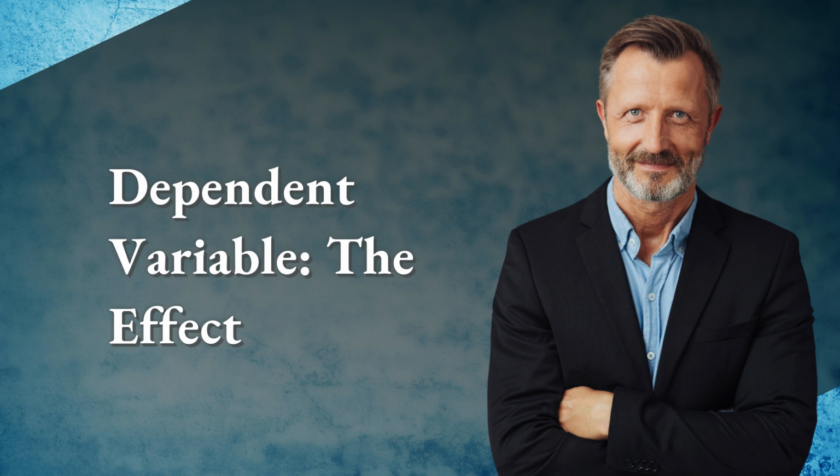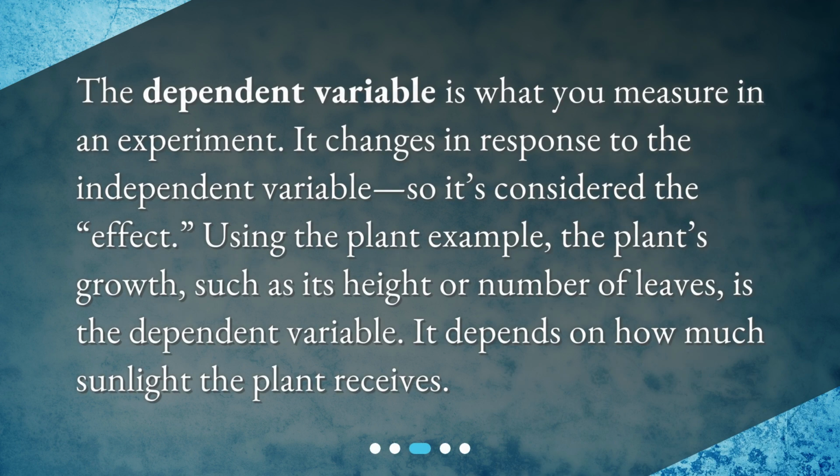Dependent variable, the effect. The dependent variable is what you measure in an experiment. It changes in response to the independent variable, so it's considered the effect. Using the plant example, the plant's growth, such as its height or number of leaves, is the dependent variable. It depends on how much sunlight the plant receives.